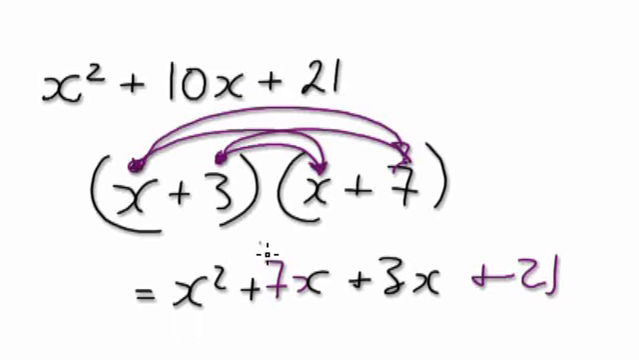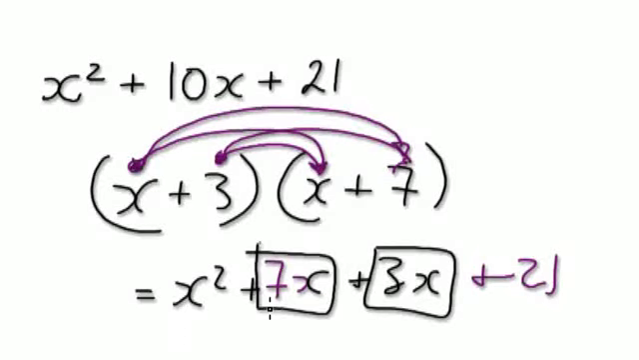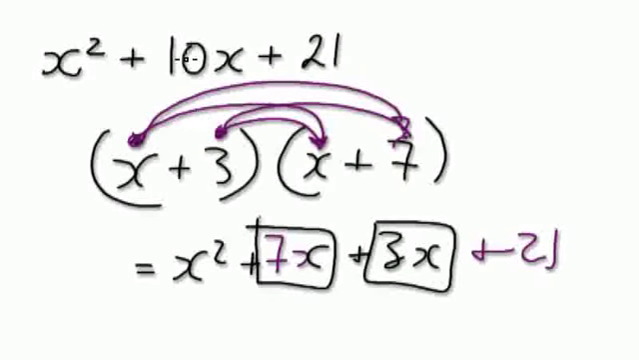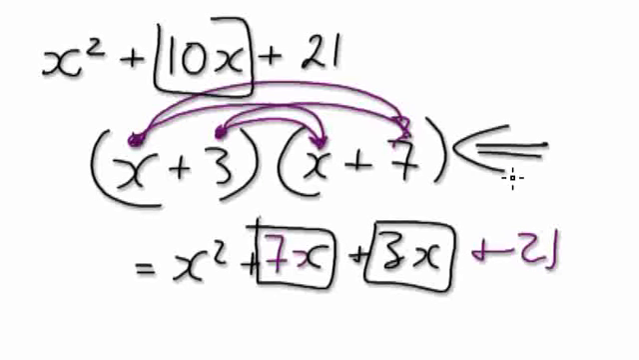Later on you're going to have to merge these two together. That will give you 10x. You see, this here will give you 10x, exactly what you wanted. You wanted 10x from the start. So this here would be your answer.